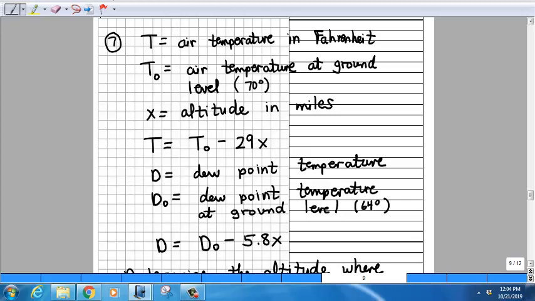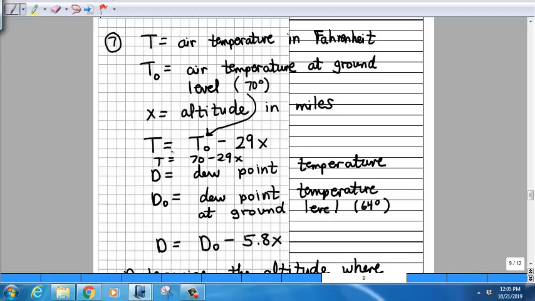Here is the formula that actually governs how the air temperature changes in the atmosphere. By the way, this is a constant. This is the air temperature at the ground. Today, of course, that varies from day to day, but today that number happens to be 70. So in this formula for today, we could fill in 70. We would get 70 minus 29x.